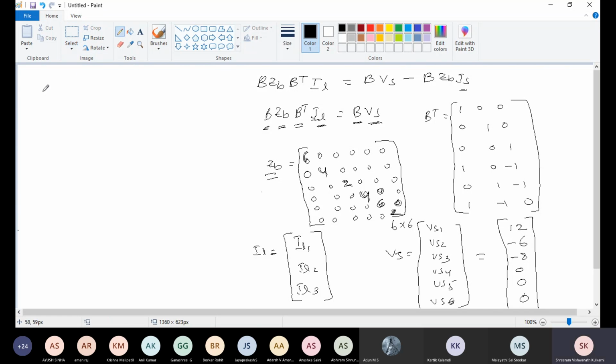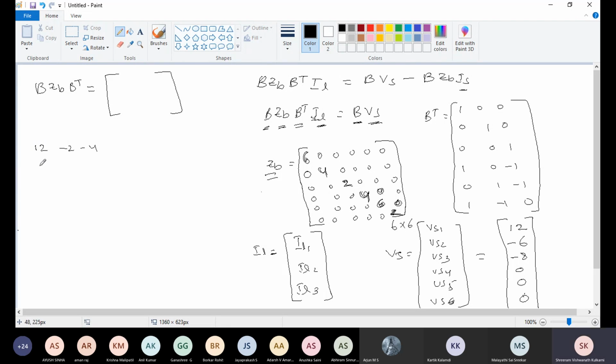We need to calculate B ZB B transpose, equals to this one. We already wrote this. You calculate this one. Fine. My final will also be like this.